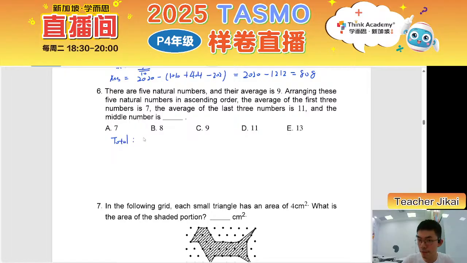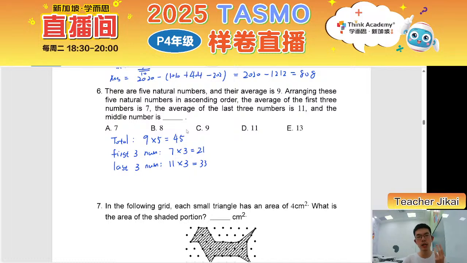The total of the 5 numbers is what? Every number's average is 9, and we have 5 numbers here, so the total is 45. For the first 3 numbers, the average is 7, and we have 3 numbers, so 21. For the last 3 numbers, the average is 11, and we have 3 numbers, so 33.